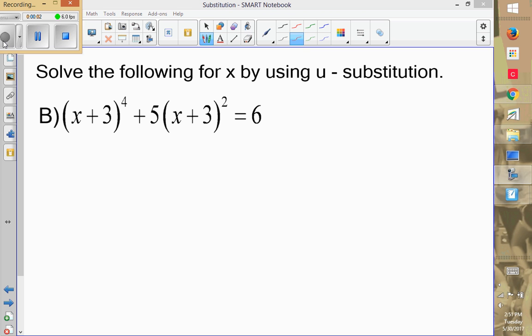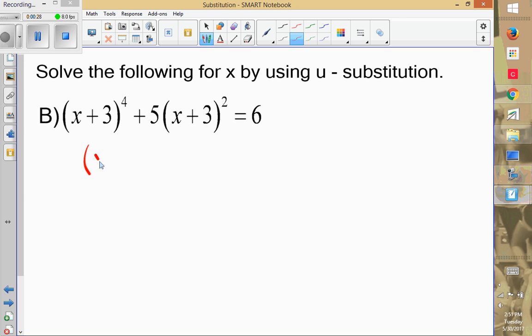Okay, we are going to talk about using something called u substitution to make solving a more complicated problem a little bit easier. If you take a look at the problem that we have right here, you notice that you don't have a quadratic. You have something to the fourth, something to the second, and then this six.